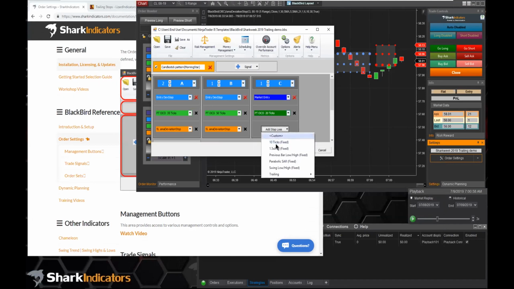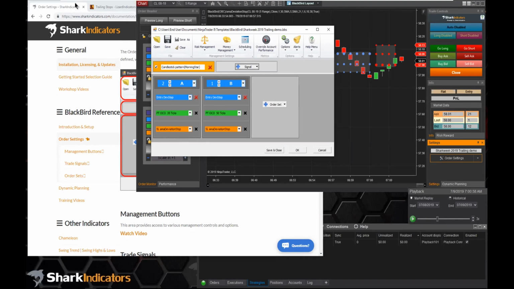Same with the stop losses. There are even more options here in the stop losses. There's a trailing section for the stop losses. So there is a quick list, and you could consider the quick list a little bit of a cheat sheet. An easy way to get you going quickly.